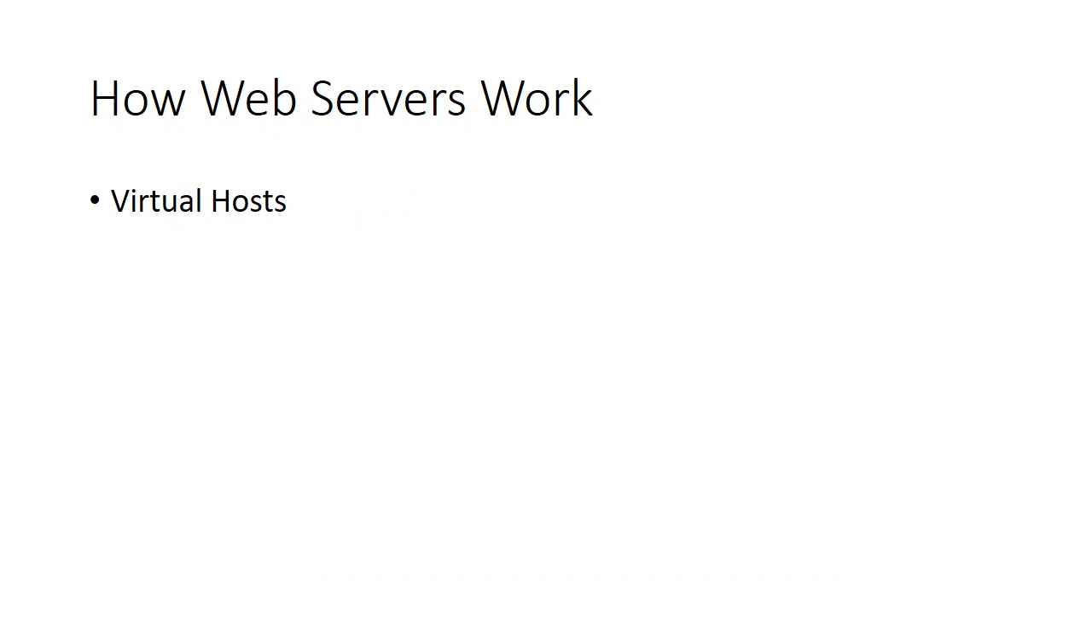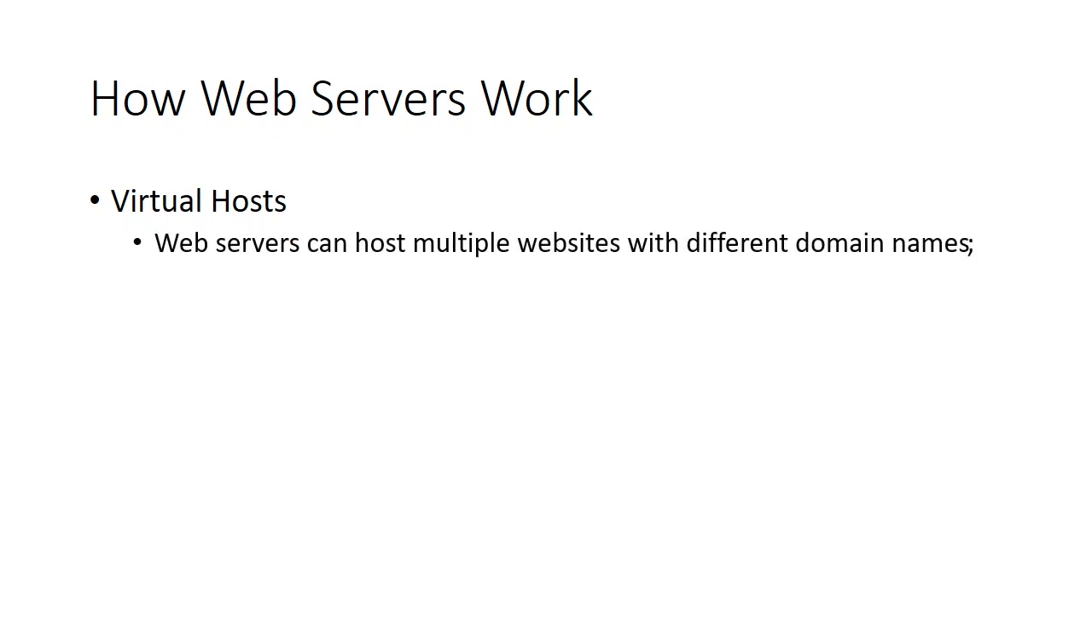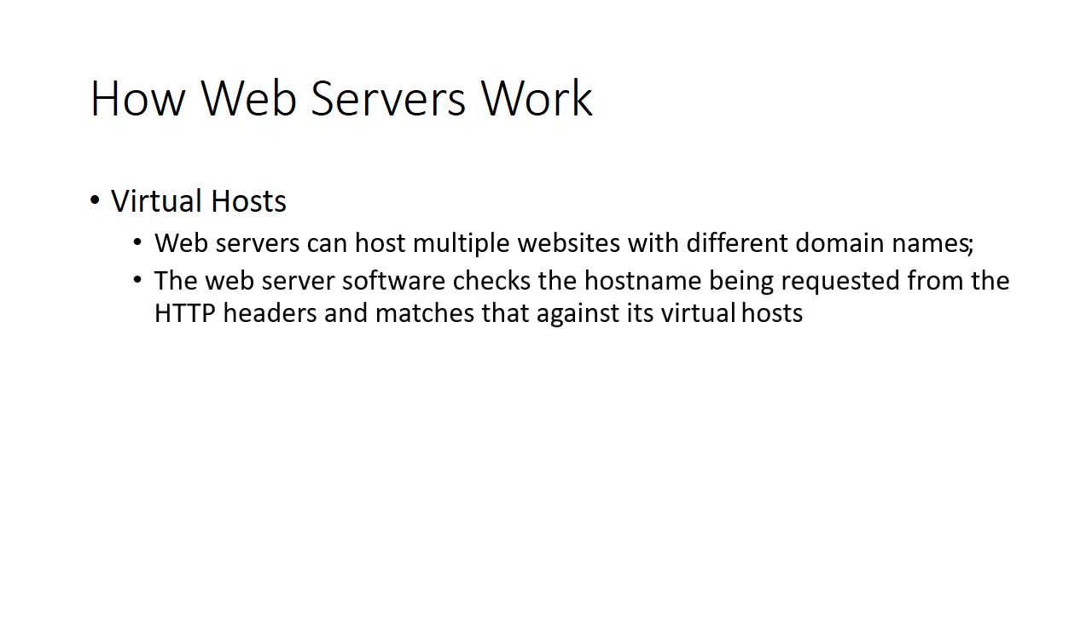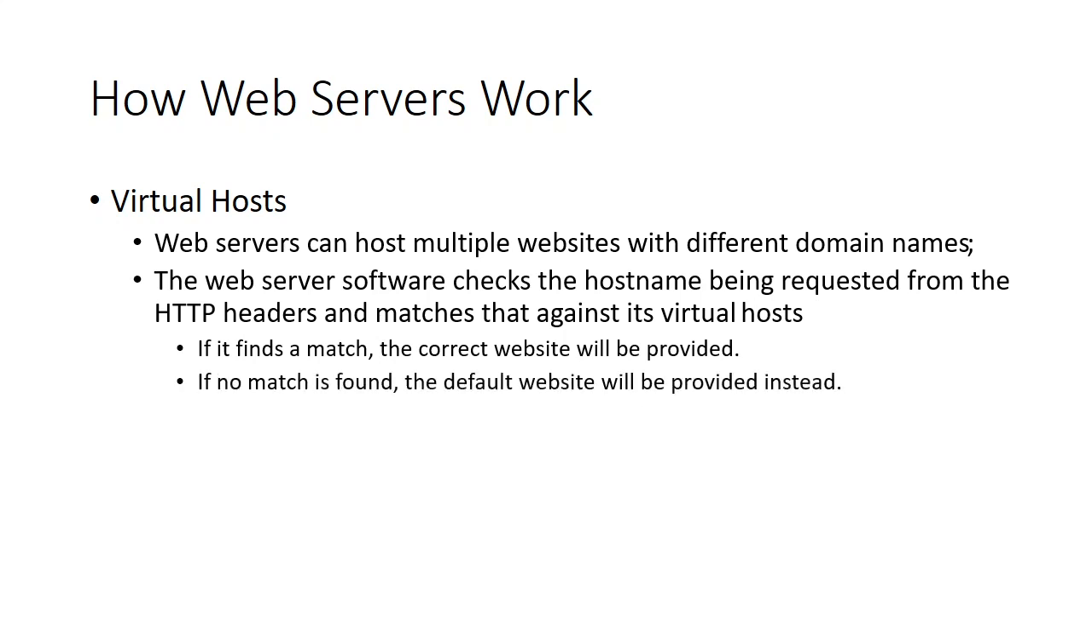And then we have virtual hosts. Web servers can host multiple websites with different domain names. To achieve this, they use what we call virtual hosts. The web server software checks the host name being requested from the HTTP headers and matches that against its virtual hosts. Virtual hosts are just text-based configuration files. If it finds a match, the correct website will be provided. If no match is found, the default website will be provided instead.